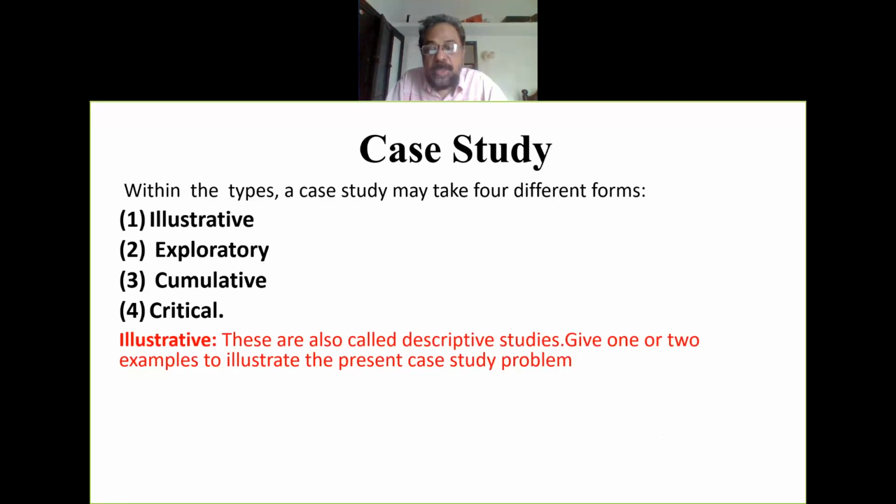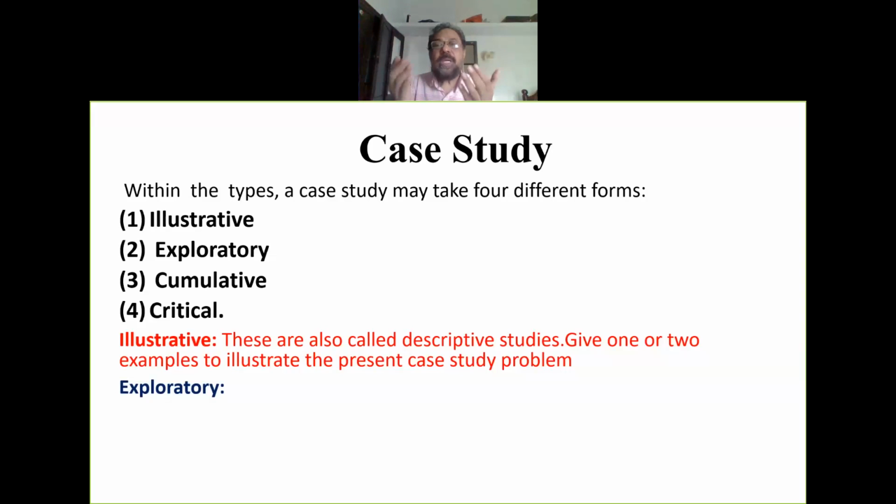Then what is illustrative, the first one? These are also called descriptive study. You might remember the word descriptive research from the last chapter. Give one or two examples to illustrate the present case study system. See, illustrative means some examples are given to illustrate, to explain. So research is conducted and some examples are also given. A case study is conducted, and for the purpose of conducting it, we can show some illustrations or examples in the present case study problem.